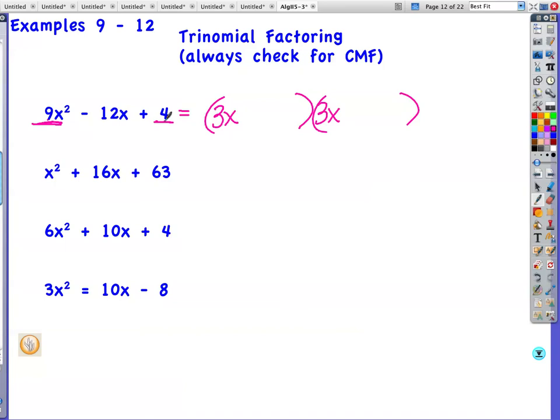Look at your last terms. 4. Well, I got 2 and 2. Okay? This sign is negative, but this sign is positive. So I am going to need to have either plus 2 and plus 2, but then I would never get a negative out of it, or I have to have negative 2 and negative 2. All right, this I'm not going to let you say good enough. You need to check.